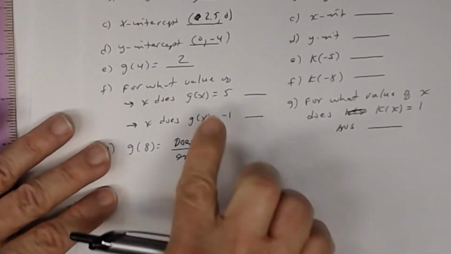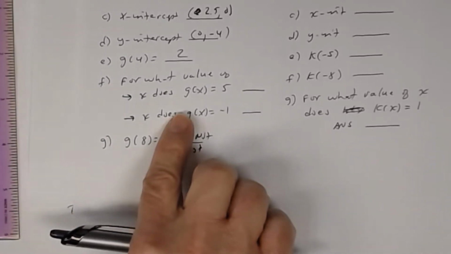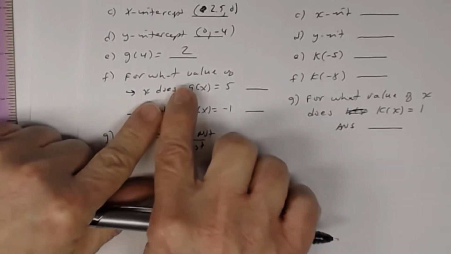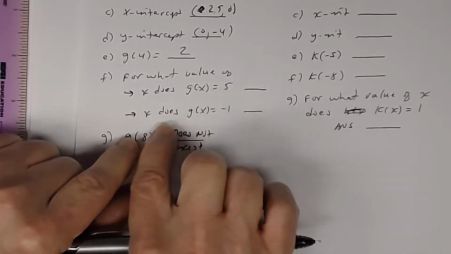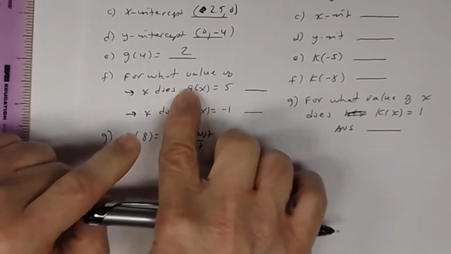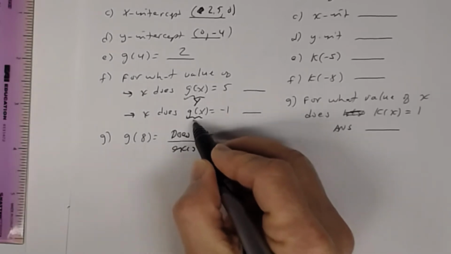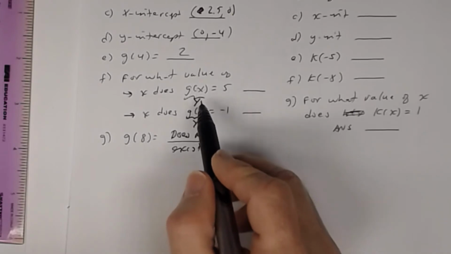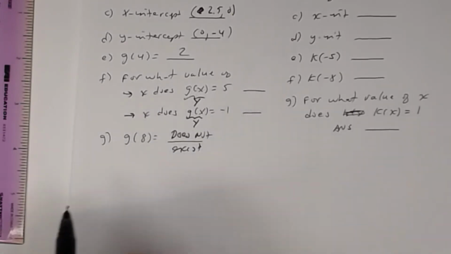All right, now here's where some students get a little confused. Make sure you go back and look at those lessons that deal with topic 14. This says, for what value of x does g of x equal 5? And for what value of x does g of x equal negative 1? It helps if you think of g of x as y. So when y equals 5, what's the x value? When y equals negative 1, what's the x value?